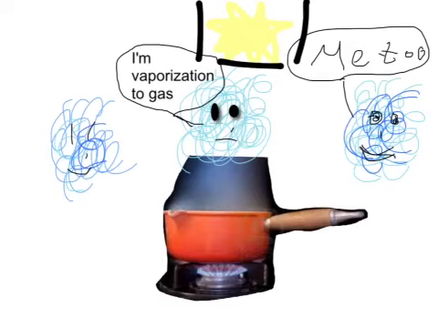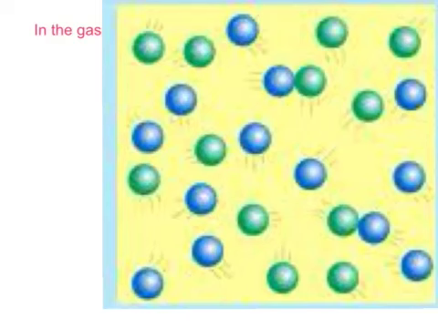We are vaporization now. We are gas! We can move! Yay! In the gas, the molecules are not close together. They have a lot of space to move. That's why the gas flies in the air.